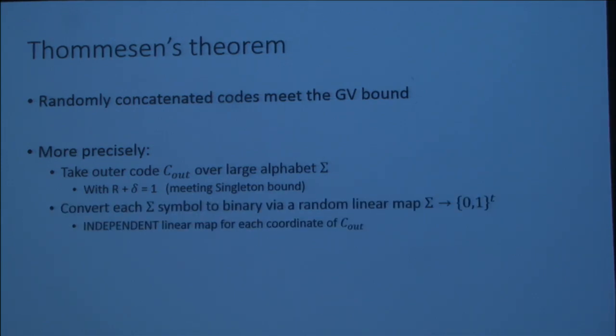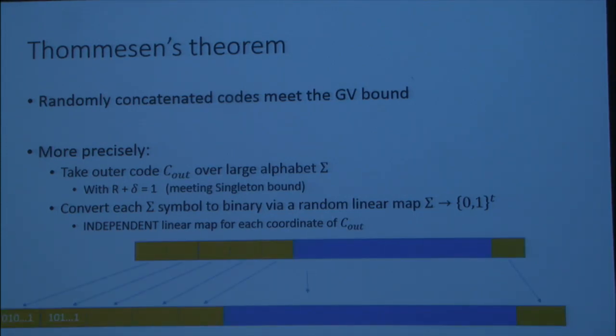Now, say this outer code is of length n, so it has n symbols of a big alphabet written down on it. Each symbol you convert to binary by applying an independent random linear map to it for each symbol. So there's not one linear map which we apply to all symbols to concatenate. We'll take a different independently chosen random linear map per coordinate and do the concatenation coordinate by coordinate. So the first coordinate will have random linear map number 1, the second coordinate will have random linear map number 2, and so on and so forth. So you pick n independent random linear maps, apply them to each coordinate, and you get a binary code out of it. And this code is on the GV bound.